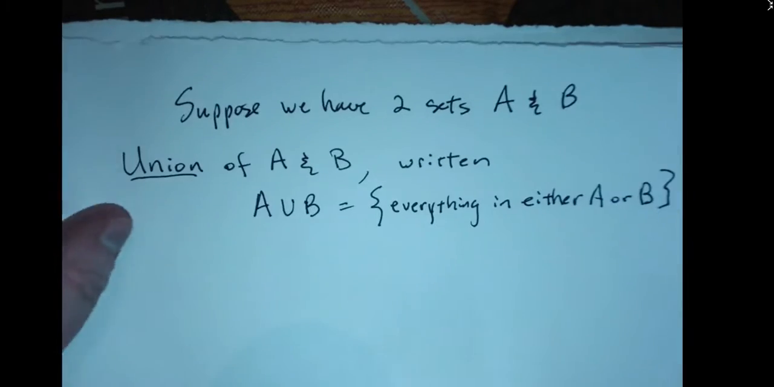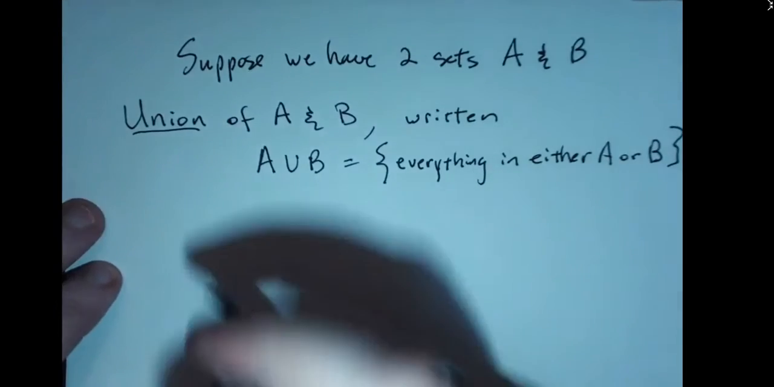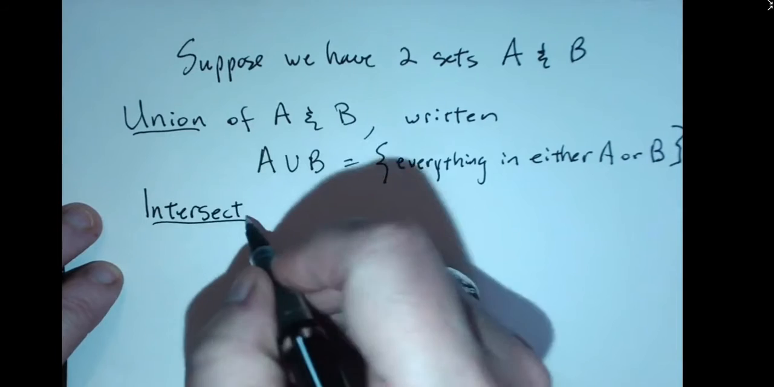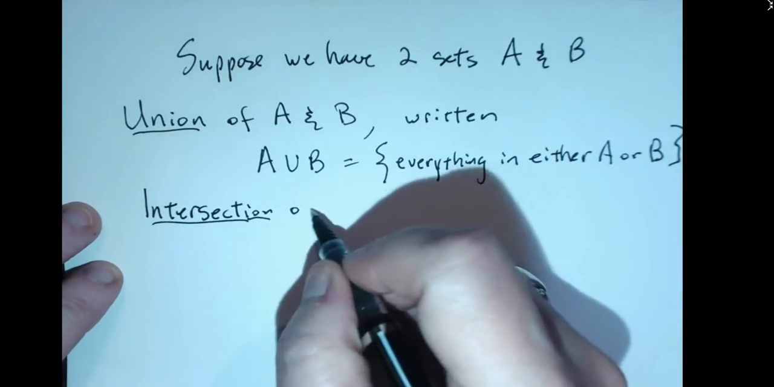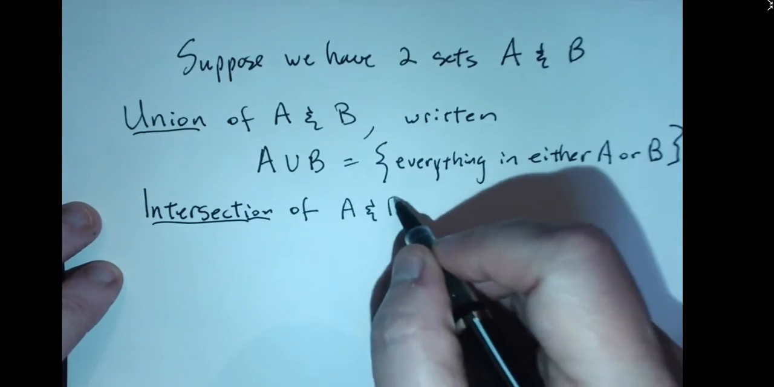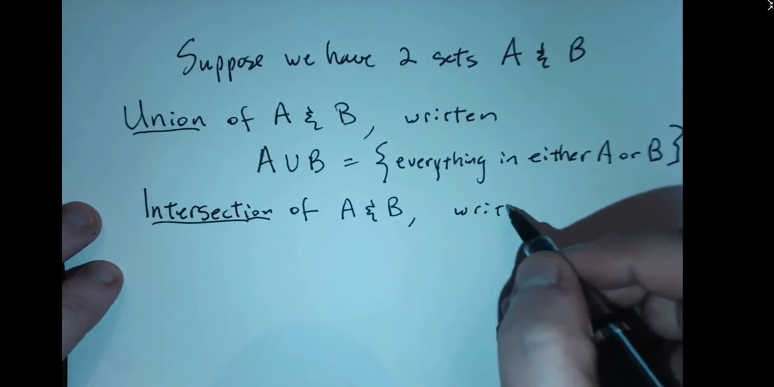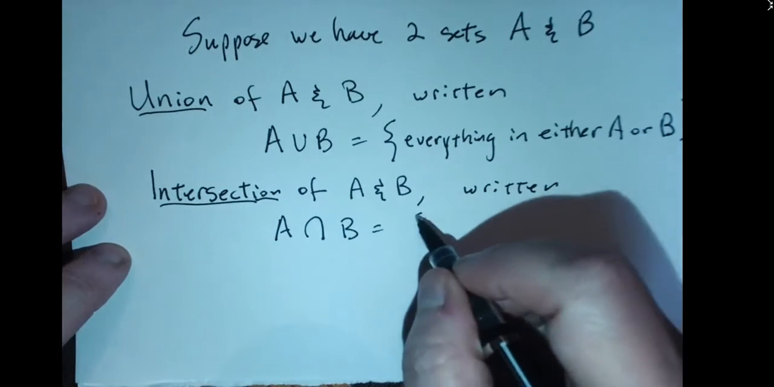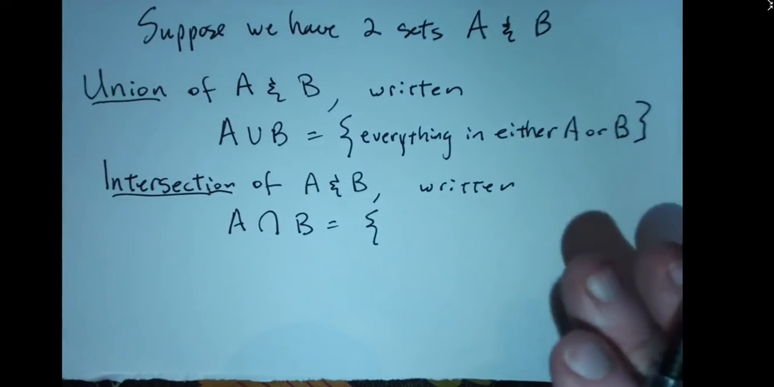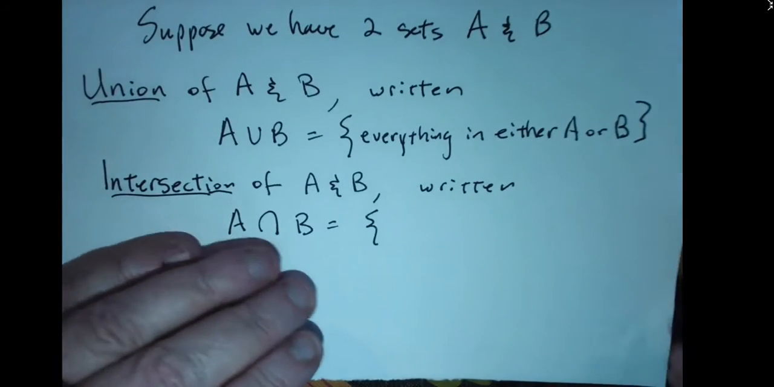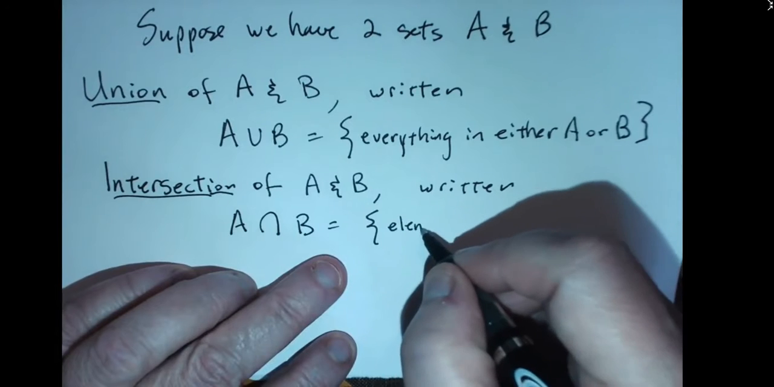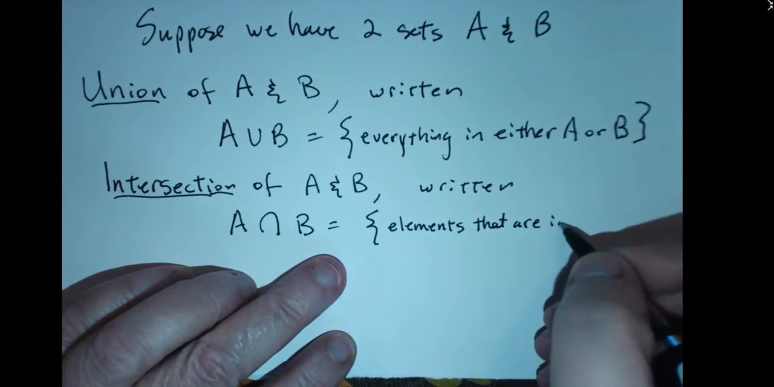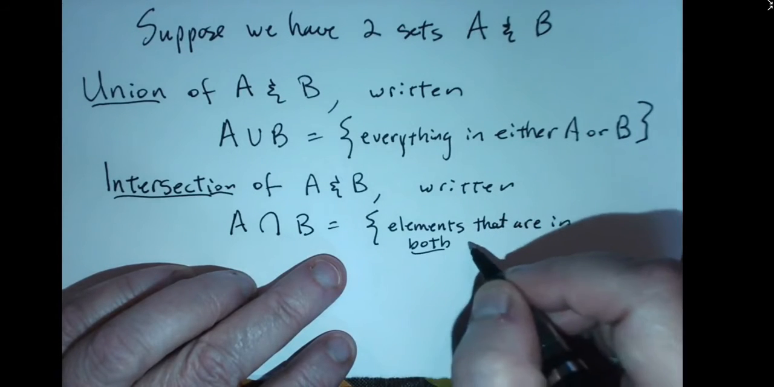Now, what about intersection? The intersection of A and B, written like this, is the set consisting of elements that are in both A and B. So they have to be in both sets.